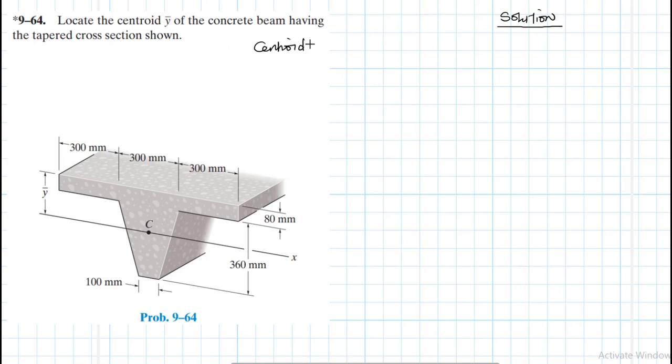What is a centroid? Centroid is the geometric center. So we have what is called the geometric center of a line, the geometric center of an area, like in this particular case where we're dealing with the cross-sectional area, and we also have the geometric center of a volume. Therefore, we have the centroid of a line, centroid of an area, and we also have the centroid of a volume.